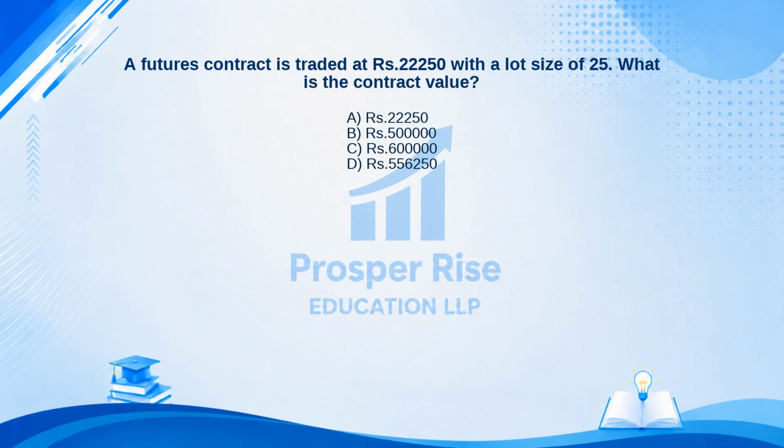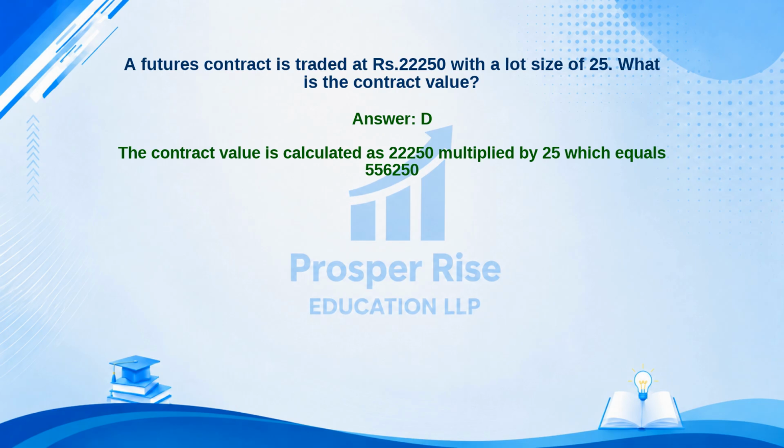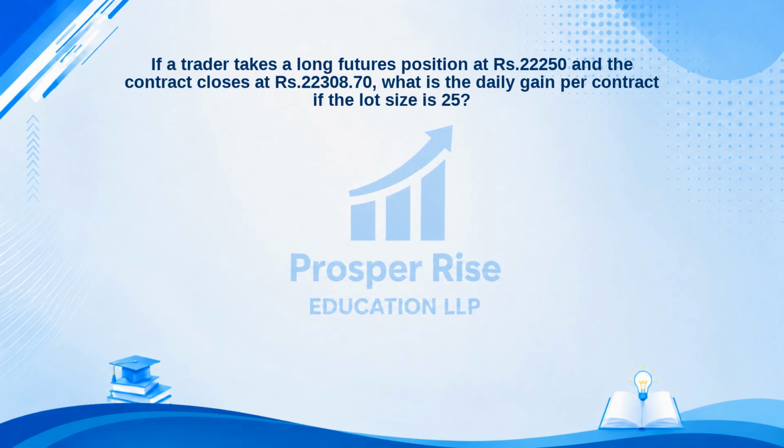The correct answer is option D. Let's see why. The contract value is calculated as 22,250 multiplied by 25, which equals 5,56,250. Here is another practice question.